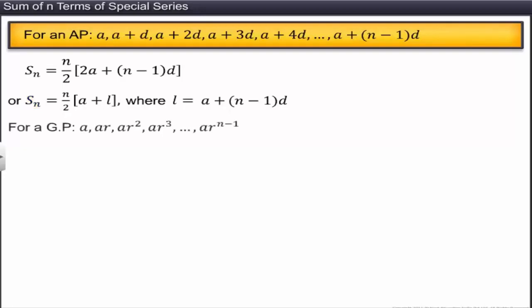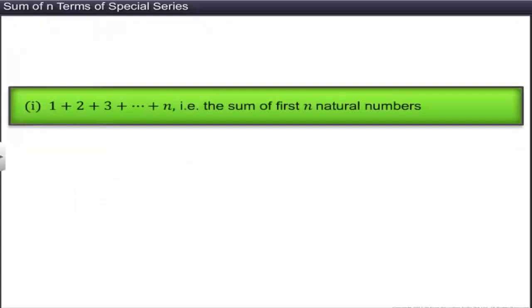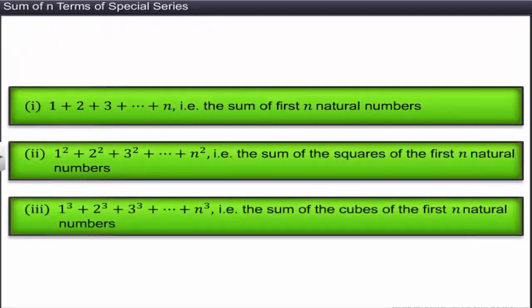And for a GP having n terms, the sum of the series is equal to na if r is equal to 1, a into 1 minus r raised to the power of n divided by 1 minus r if r is less than 1, and a into r raised to the power of n minus 1 divided by r minus 1 if r is greater than 1. We shall now find the sum of the first n terms of some special series.